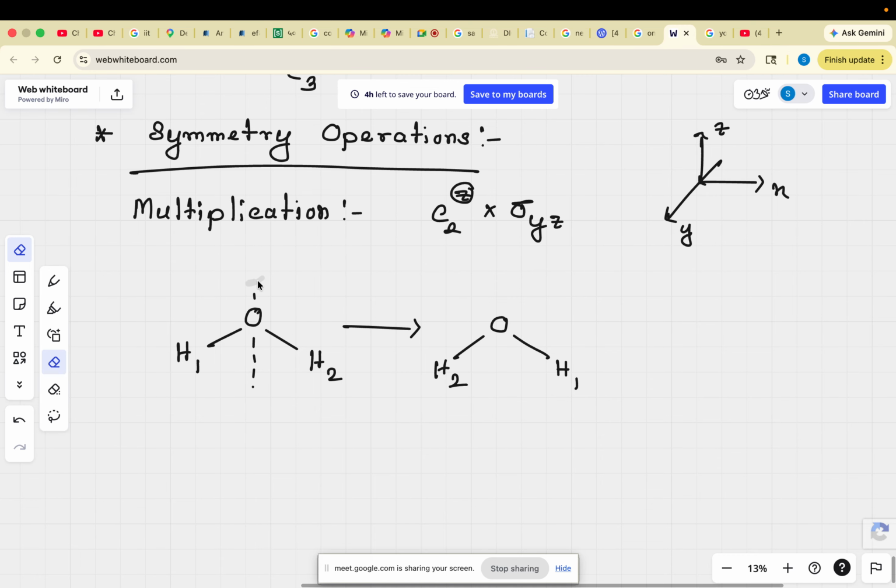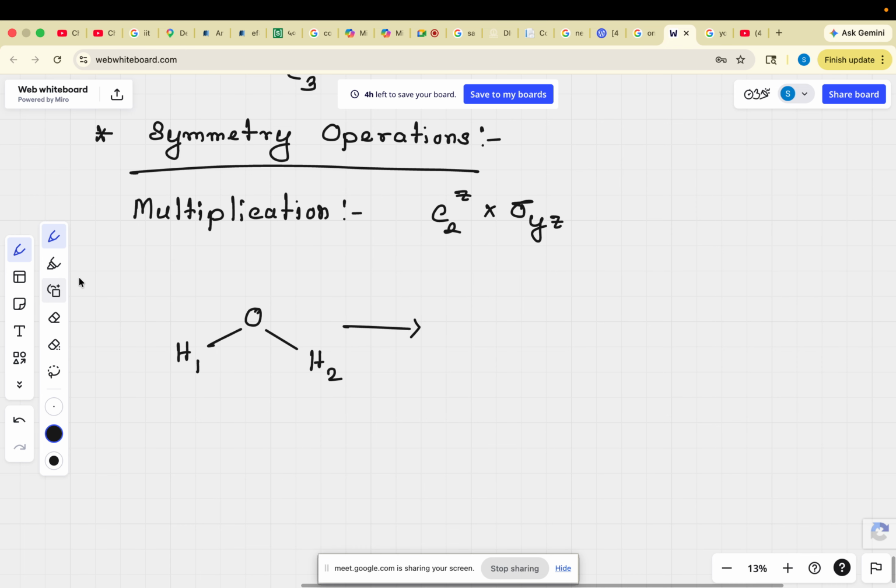Now see how to do this kind of thing. If they have given a question like C2z cross sigma yz, the question is which I have to apply first, C2z or sigma yz, that we have to check. Suppose I am writing in mathematics, you have seen that suppose I am doing y into df of dx. What will you do first, multiplication with y or derivation with respect to x? Definitely derivation, right?